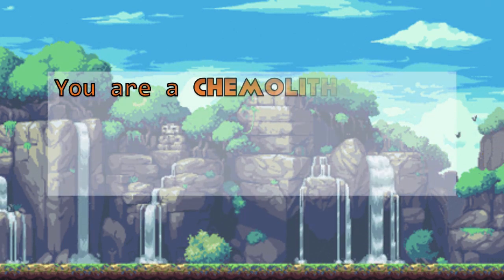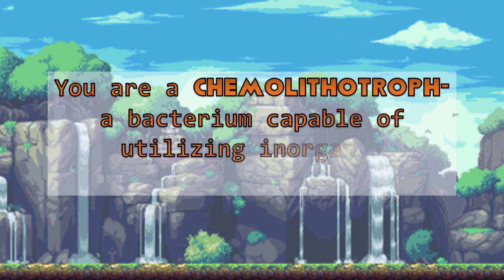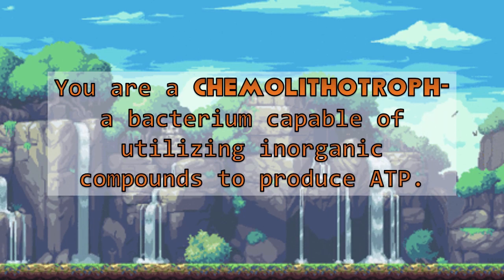Imagine you are a chemolithotroph, a bacterium that can utilize an inorganic compound as electron donor for metabolism. You will use it to produce energy in the form of ATP. In chemolithotrophs, the compounds, the electron donors, are oxidized in the cell, and the electrons are channeled into respiratory chains, ultimately producing ATP.